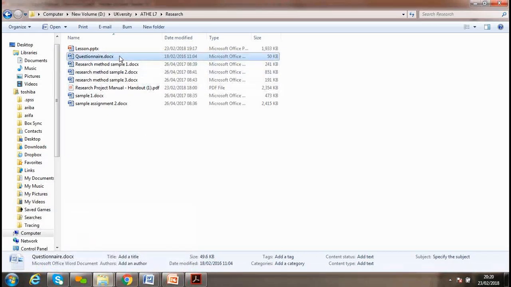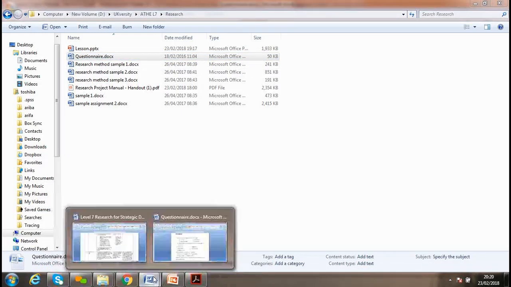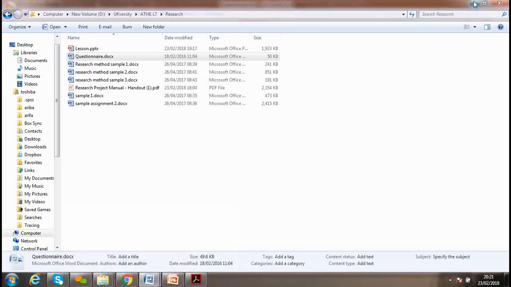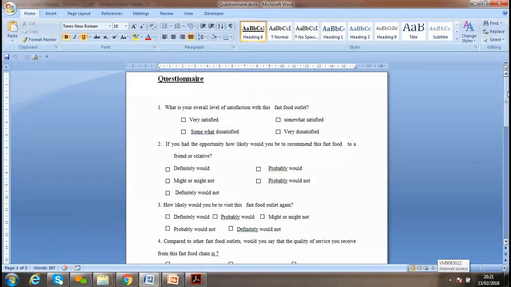Sometimes ethical issues come up. If you are writing to somebody or want to interview someone, people may not give you time because they say they don't know who you are. But the questionnaire could be like here: someone did research about an examination of service quality, customer satisfaction and loyalty within the fast food industry in the UK. Somebody asked the question, what is your overall satisfaction with this fast food outlet?